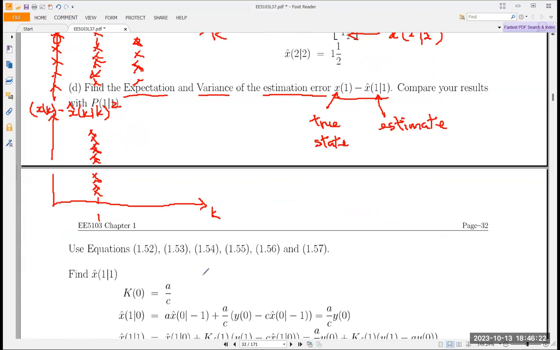So now 52, 53, 54, 55, 57. Why don't you go for a break, come back then with 52, 53, 54, 55, 56. All right, go, drink some water, go to the toilet.